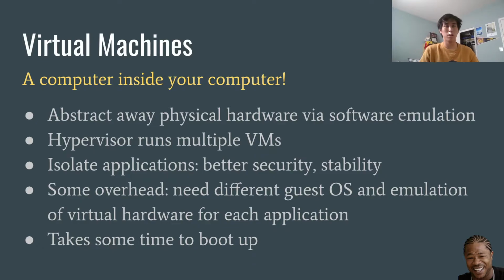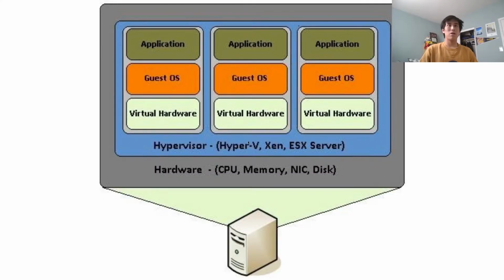Separating these applications into their own VMs helps with stability because there is no shared library between them, and therefore no library conflicts. Because of that, there's also better security because of the isolation. However, there is some overhead, because you need a different OS for each VM, and there's also the overhead of emulating the virtual hardware for each application. It also takes some time to boot up. It is slightly better than a normal computer, but it still takes a decent amount of time to boot up.